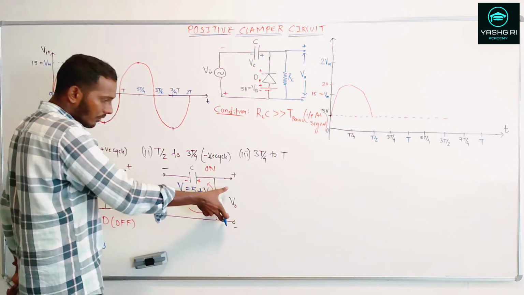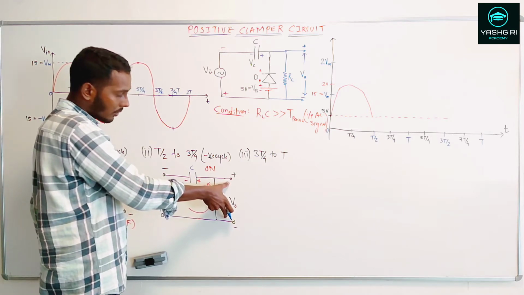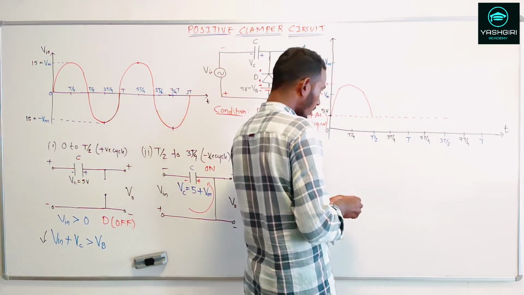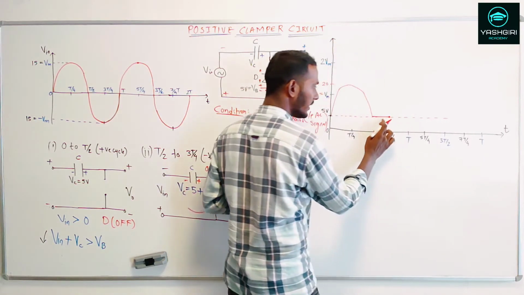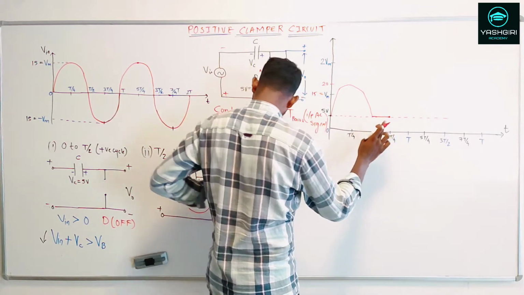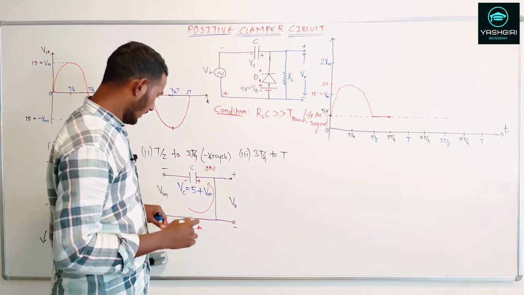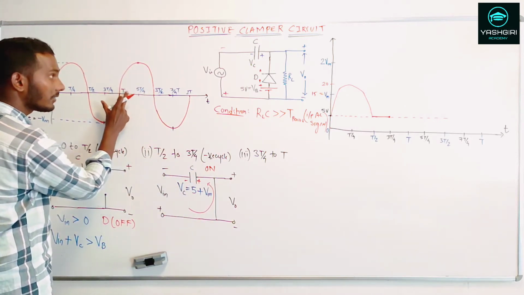But if you try to measure the V out across the diode and the load RL, what you will get is a flat line at the output. And during this flat line, you will see that the capacitor is charging to this voltage. All right. Now, for this region from 3T by 4 till 3.